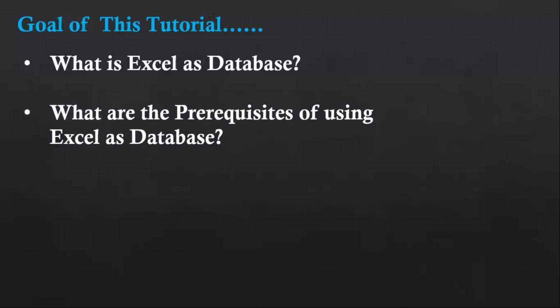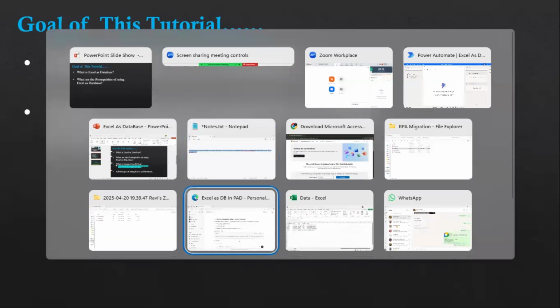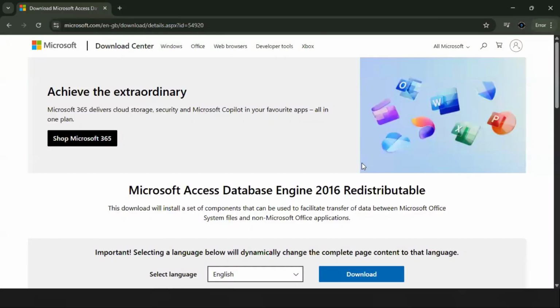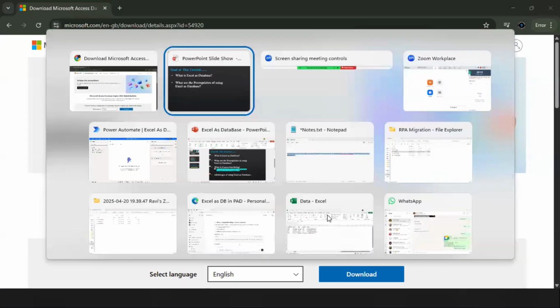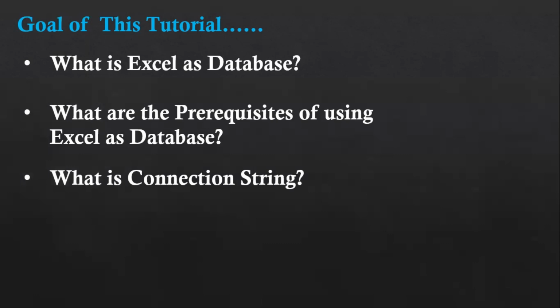So what are the prerequisites of using Excel as a database? For any RPA tool, you have to install one piece of software which you can download from the Microsoft site, which is the Microsoft Access Database Engine. You have to download and install it on the machine where you are going to use your Excel as a database. I'll share this link in the description, so you can download and install it on the machine where you are going to use it.